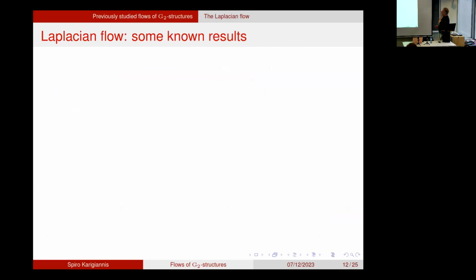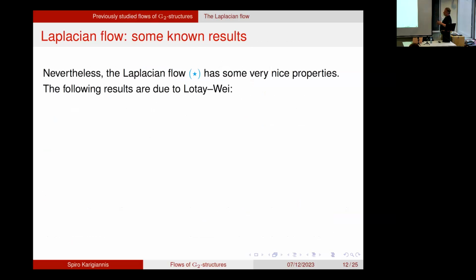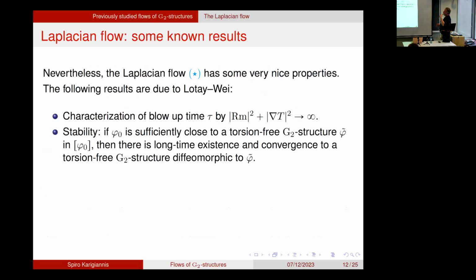All right. So let me tell you some things that are known about the Laplacian flow, because it is the most studied flow of G2 structures and a lot is known. It has some very nice properties. These results are due to Jason Lotay and Yong Wei. So they figured out that at the blow-up time, either the curvature or the covariant derivative of the torsion will blow up at the singular time. They proved stability. If you start out sufficiently close to a G2 structure that's torsion-free, you'll have long-time existence and convergence to a torsion-free one, which is diffeomorphic to this.